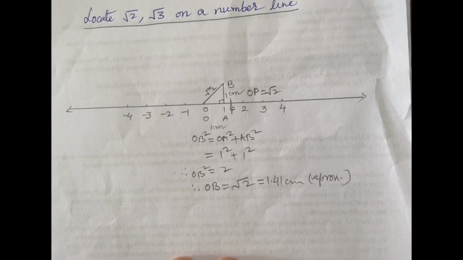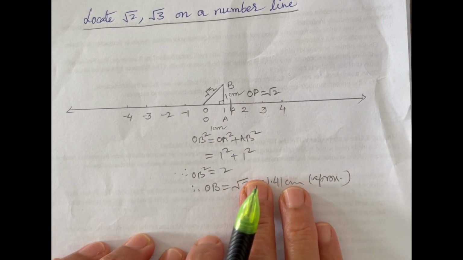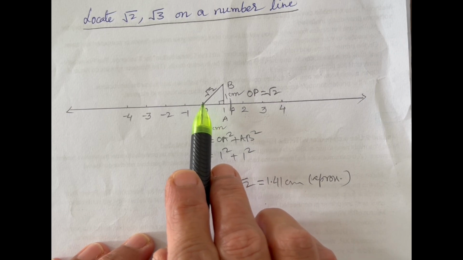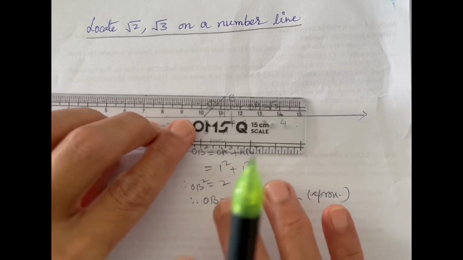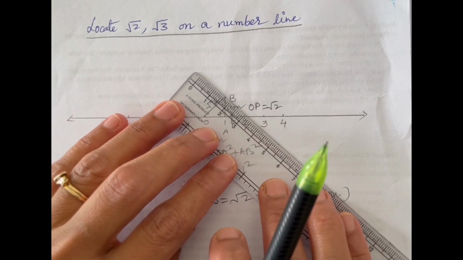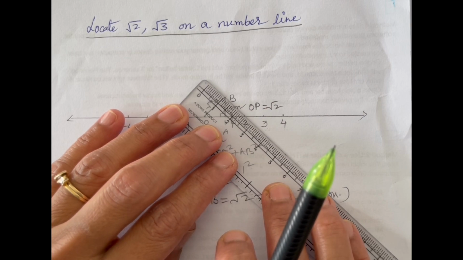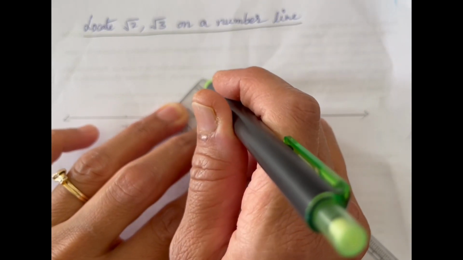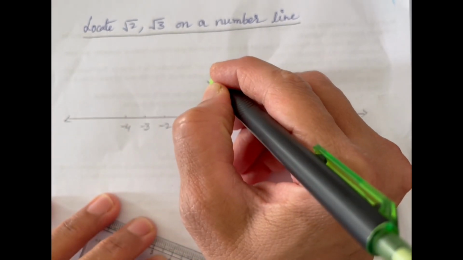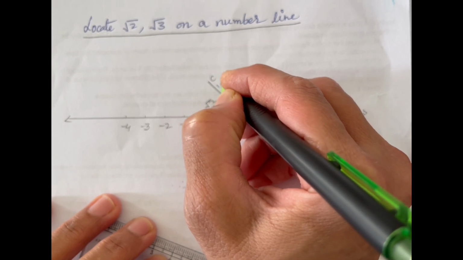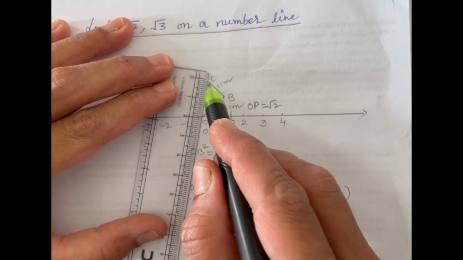Now let's locate root 3. So for root 3, you need to do this much. That means you have to first locate root 2 and then you will continue further. So now I will draw one more perpendicular at B, again of 1 centimeter long. Let's name it as BC. So this is C, and this is 1 centimeter again. I'm joining OC.